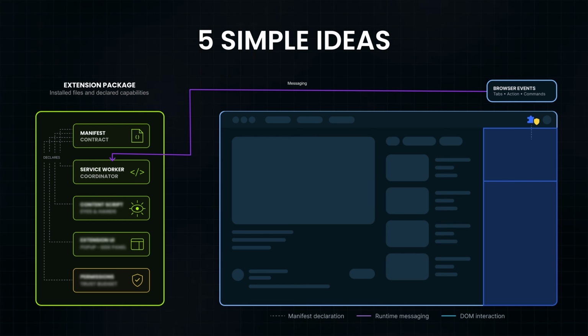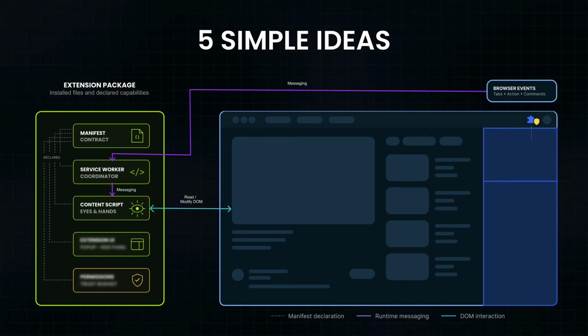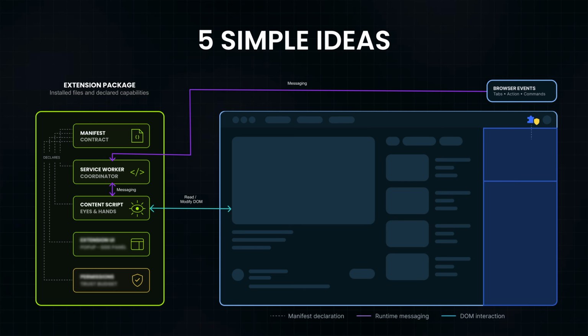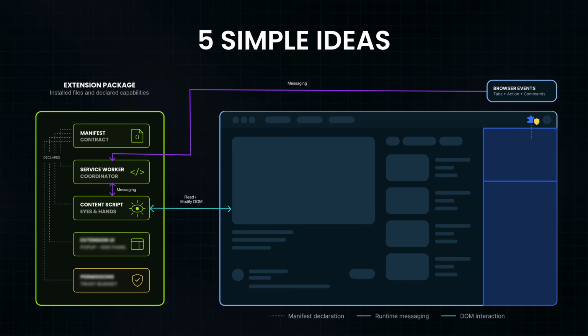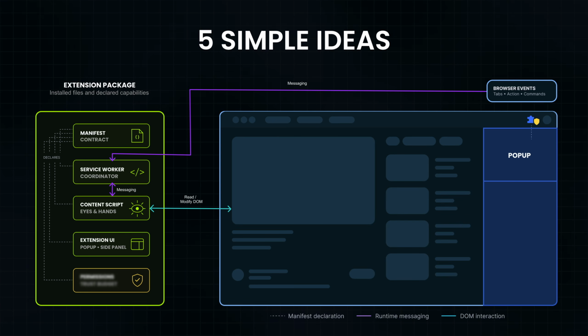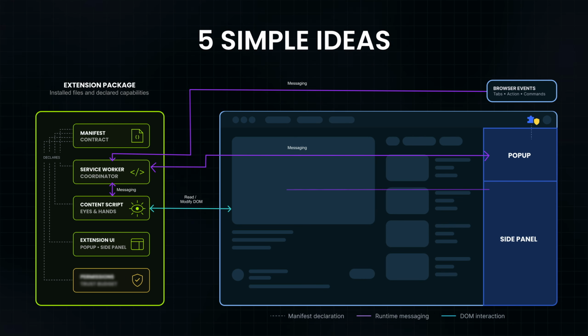Content scripts are the eyes and hands. They run in the context of matching web pages. They can read the DOM, change it, and exchange messages with other parts of the extension. The pop-up, side panel, or injected controls form the control surface. They give the user a way to start an action, change a setting, or understand what the extension is doing.